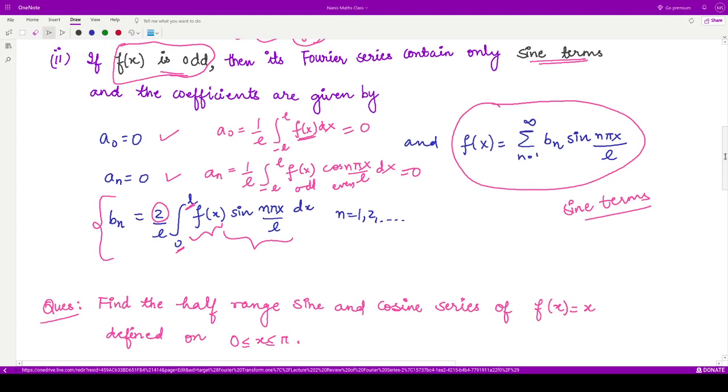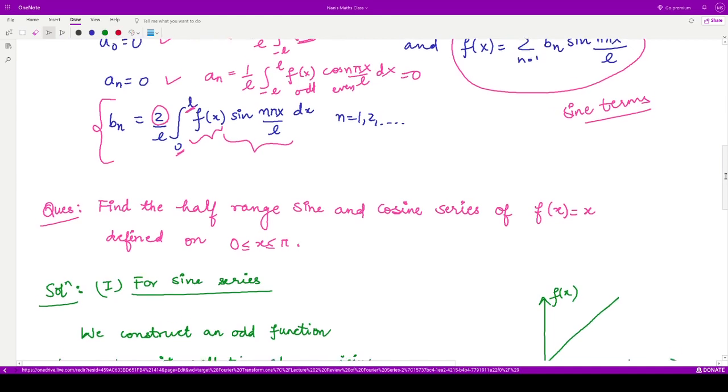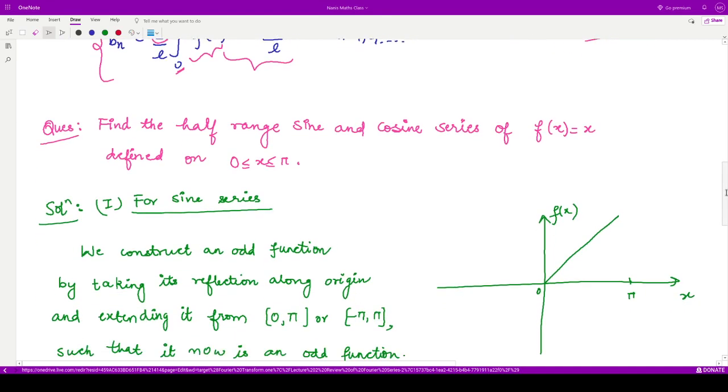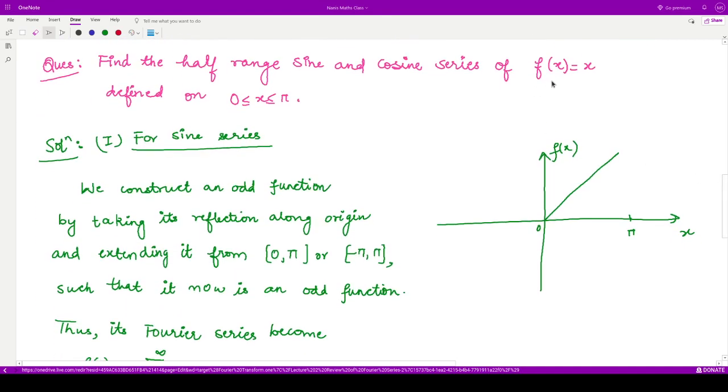Now let us consider an example. Suppose they are asking what is the half range sine and cosine series of f of x is equal to x, which is defined over this interval 0 to pi. Now your interval is 0 to pi, and you are asked to find the half range sine and cosine series of this particular function.